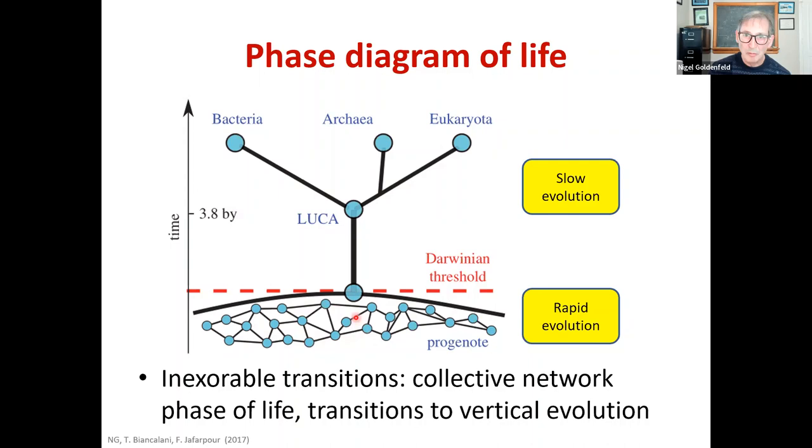And then there was a transition to an era of vertical evolution, which is what I want to talk about now. Vertical, meaning that we're not now having gene transfer between different organisms, but gene transfer only to offspring of the original organism. And so we're going to look at this phase of life here, which is a slow evolutionary process, a tree-like evolution.